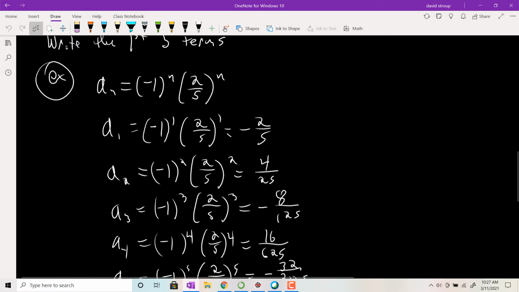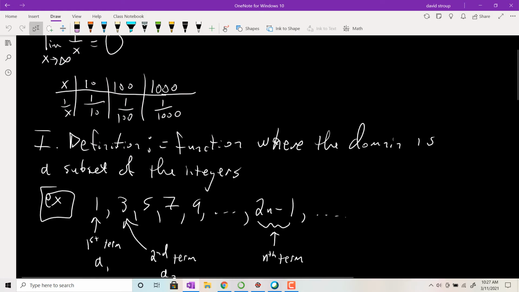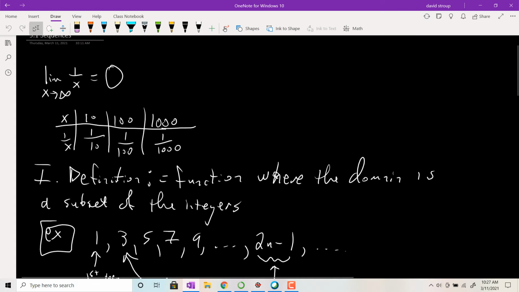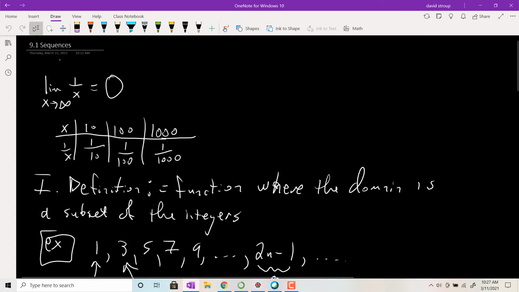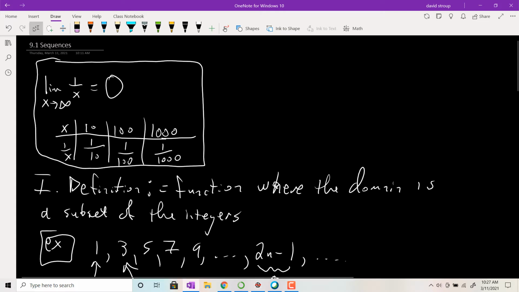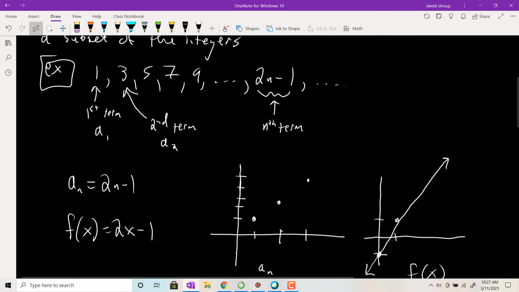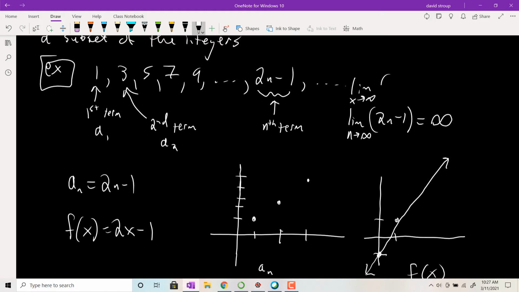So it really comes down to looking at the limits of these things, and it all goes back to what you already know from Calculus 1, at least in the beginning. So we're really going to be looking at the limits of these sequences, and you could even take a mini limit here. Where does this sequence go? The limit as n goes to infinity of 2n minus 1. Does it go anywhere? Well, no, this thing is going to go to infinity, right? And you could compare that to the limit as x goes to infinity of 2x minus 1.